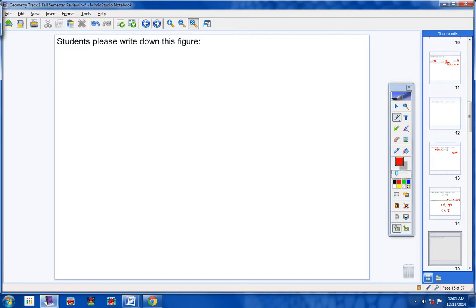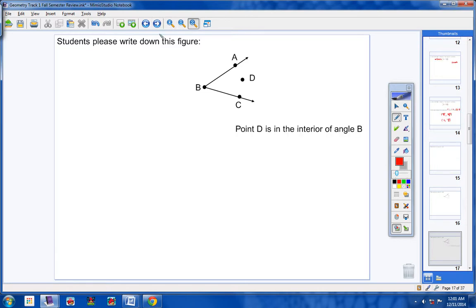Students, please write down this figure. Here it is. Angle ABC with D in the middle. Please copy that down. Next, copy this down. Point D is in the interior of angle B. Okay, copy that down, please. You need to know that phrase. Point D is in the interior of angle B. Please copy that down.